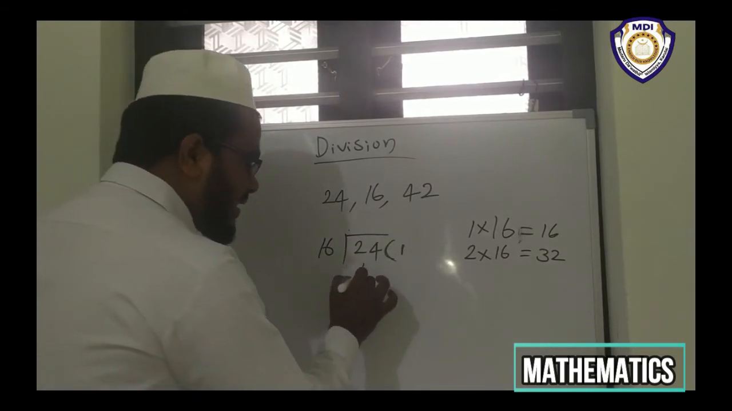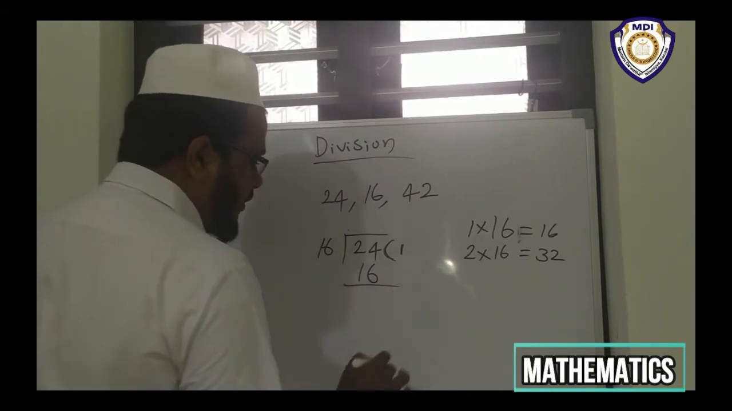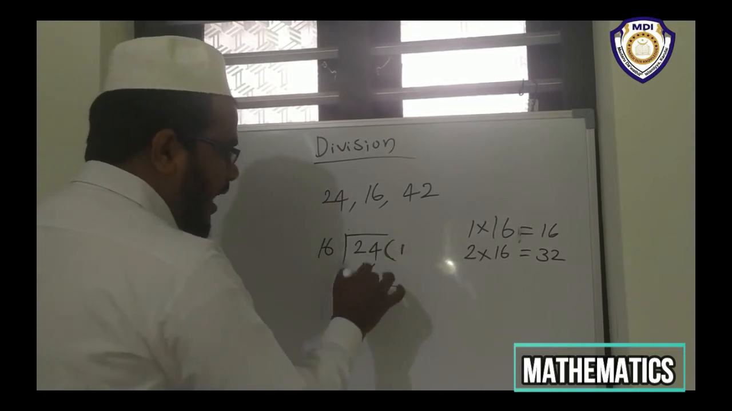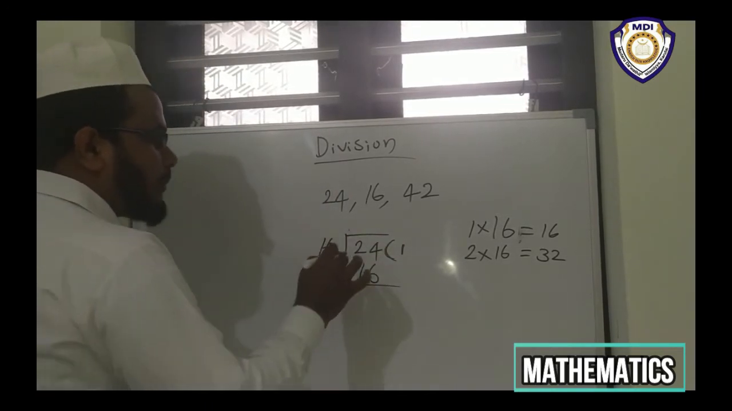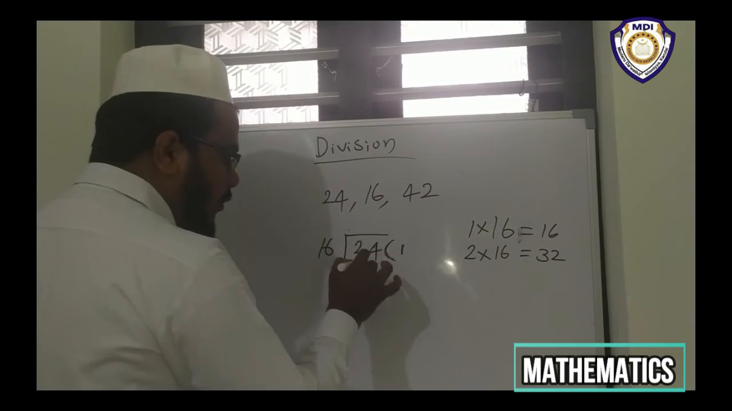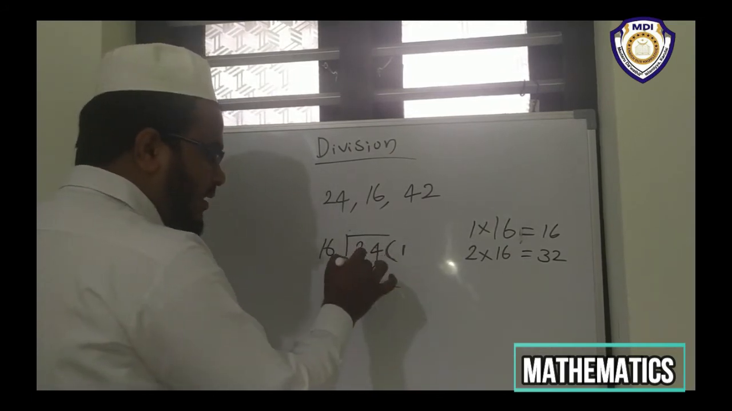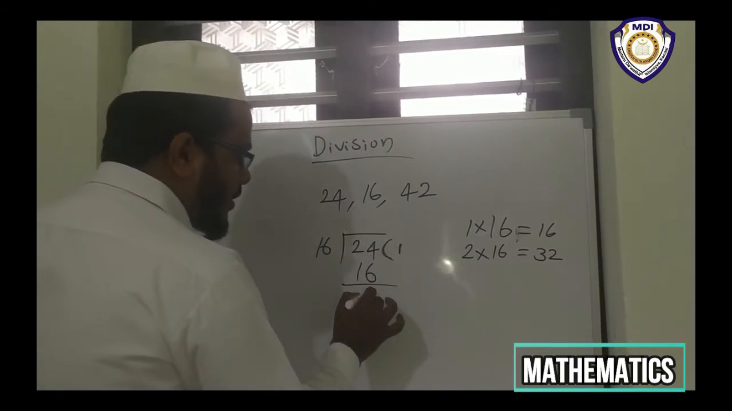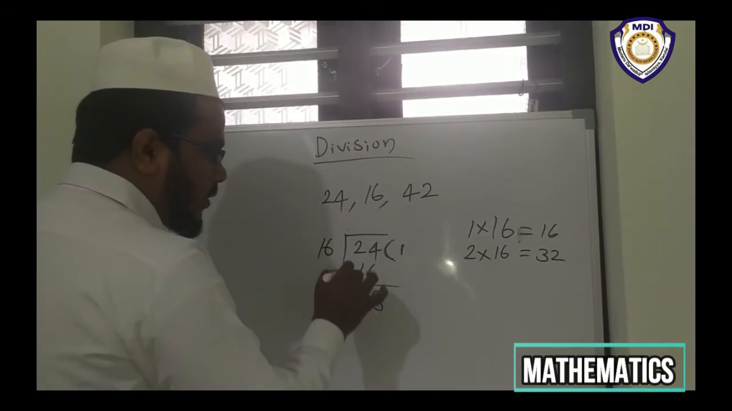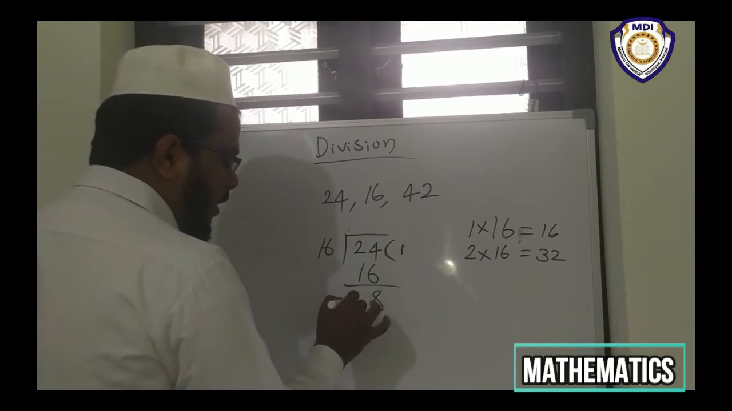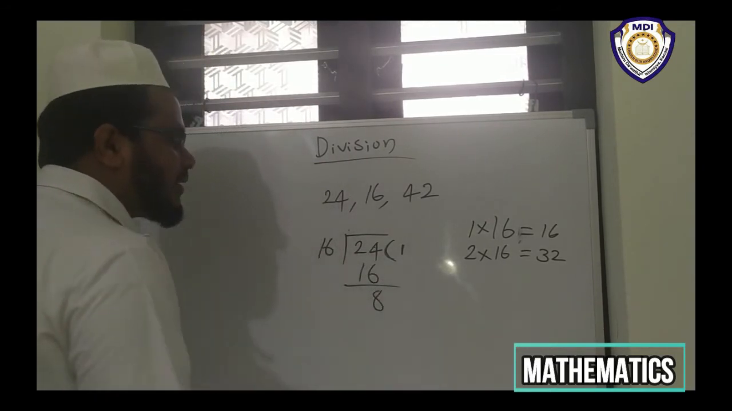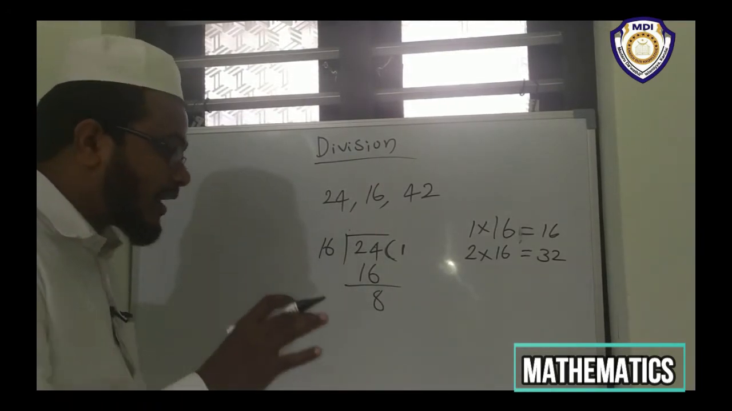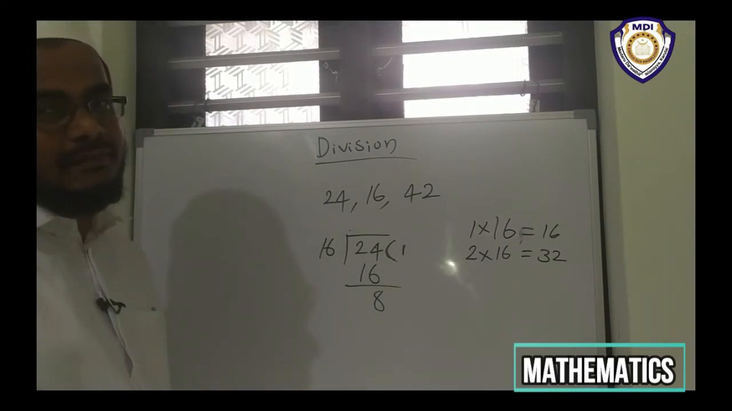1 into 16 is 16, like the division we have studied. After that we have to subtract. What is the answer? 4 minus 6, no. Then we borrow: 14 minus 6 is 8. Then 1 minus 1 is 0. Then this is the remainder. Please listen here carefully. This is the remainder.